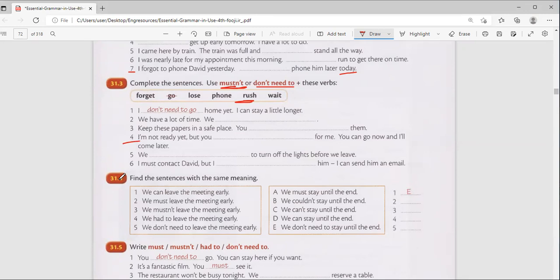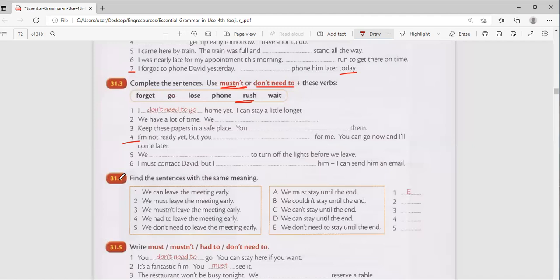I'm not ready yet, but you don't need to wait for me. Yeah, you don't need to wait for me. You can go now and I'll come later, isn't it? But if you want to wait, there's no problem. So you don't need to wait for me. Meaning, not a must for you to wait.